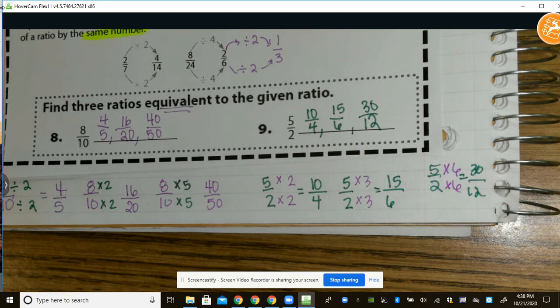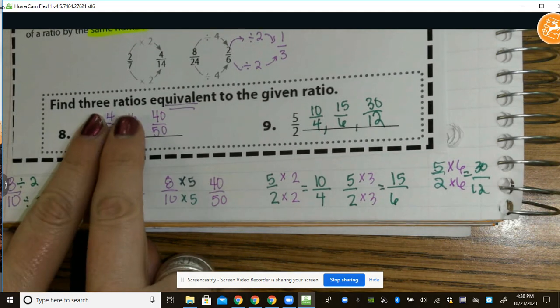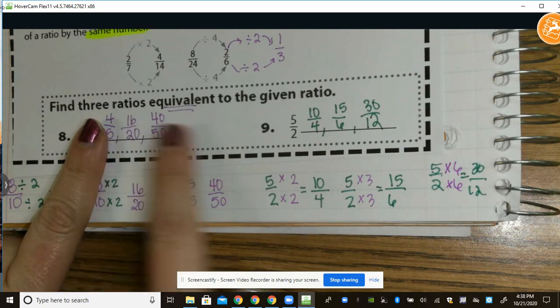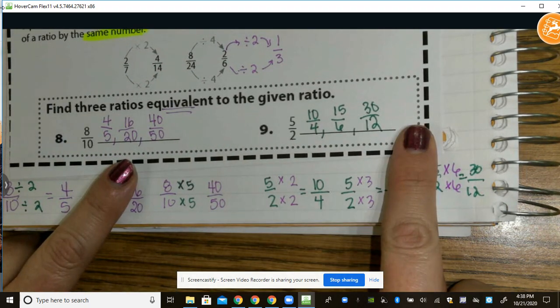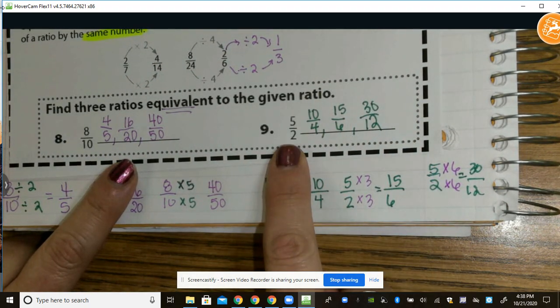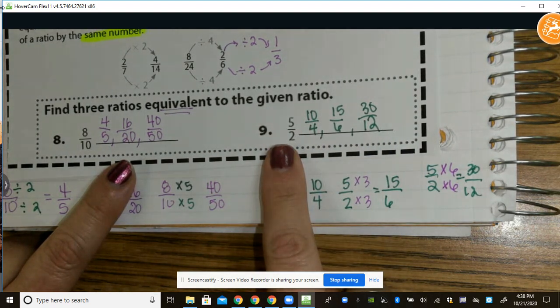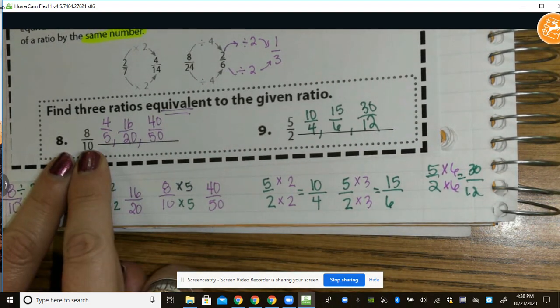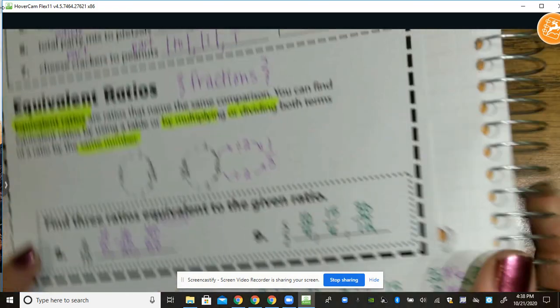Okay? All right, so here, these are different ways to show equivalent ratios. These are all equivalent, meaning I can break these all the way down and get them to 5 halves. I can break these all the way down and get to 8/10. All right, let's turn our paper over and let's get that snack out.